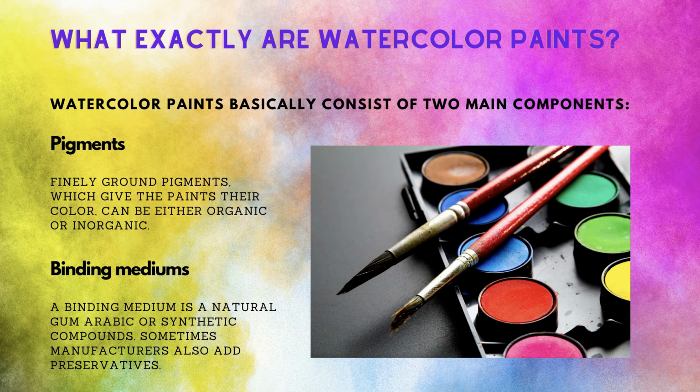So if you look at the content of the watercolor, it has two things. One is the colored pigment, and the second is the binder, which helps to join the pigments together. The pigments can be organic or inorganic. These are finely ground compounds which give the color to the paints. And the binding mediums can also be of two types. It can be a natural gum or a synthetic compound.